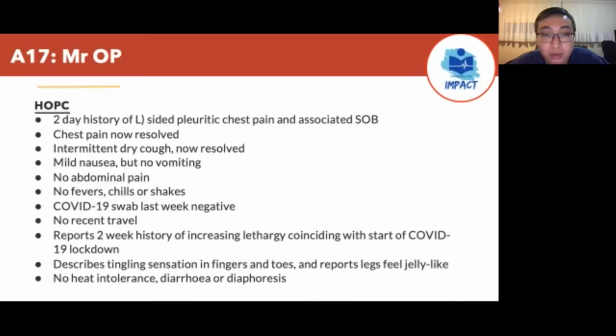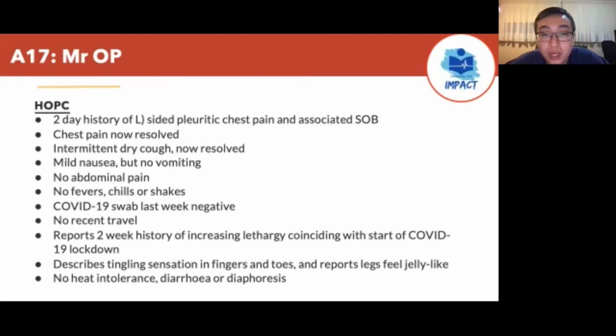You go ahead and you speak to Mr. OP. He's been experiencing left-sided pleuritic chest pain and associated shortness of breath for 2 days now. The chest pain is now resolved, but the shortness of breath is still there. He's had an intermittent dry cough. That's now resolved. There's mild nausea, but no vomiting. There's no abdominal pain, no fevers, chills, or shakes. Had a COVID swab last week, which was negative. No recent travel because of COVID.